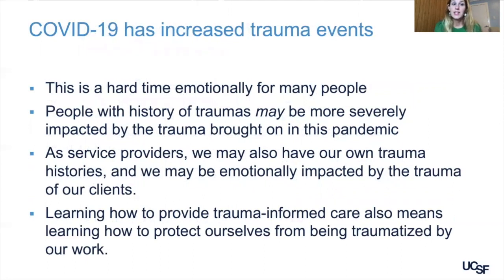And as we know, in this current setting with COVID-19, traumatic events have increased, with reports of intimate partner violence and child abuse. So it might be getting worse even. And then in addition to those things, this is a hard time emotionally for many people. There is a lot going on, a lot of social isolation, and a lot of very difficult things, including job loss and economic instability. People with a history of trauma may be more severely impacted by the trauma brought on by this pandemic.